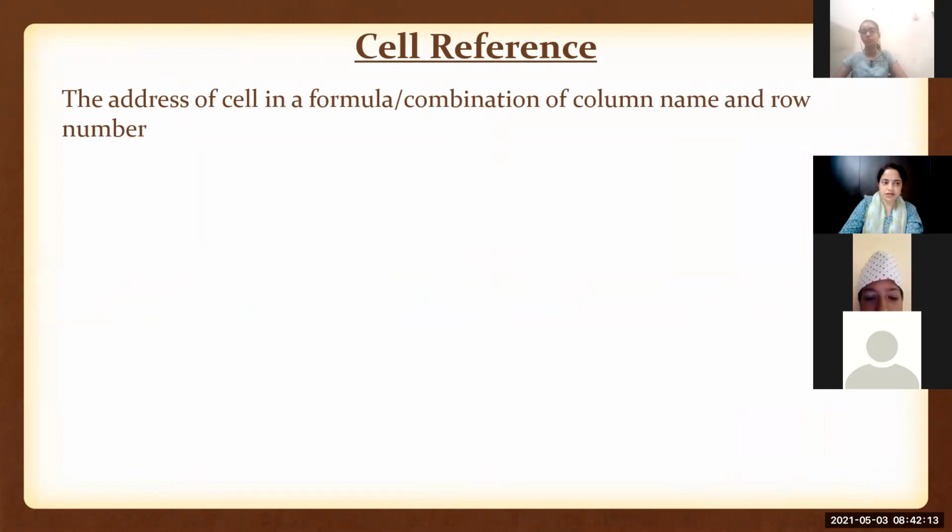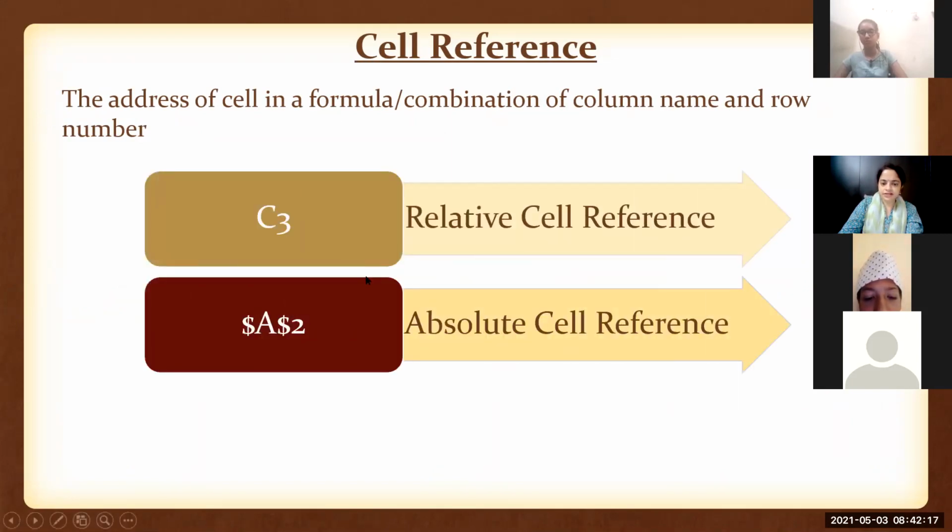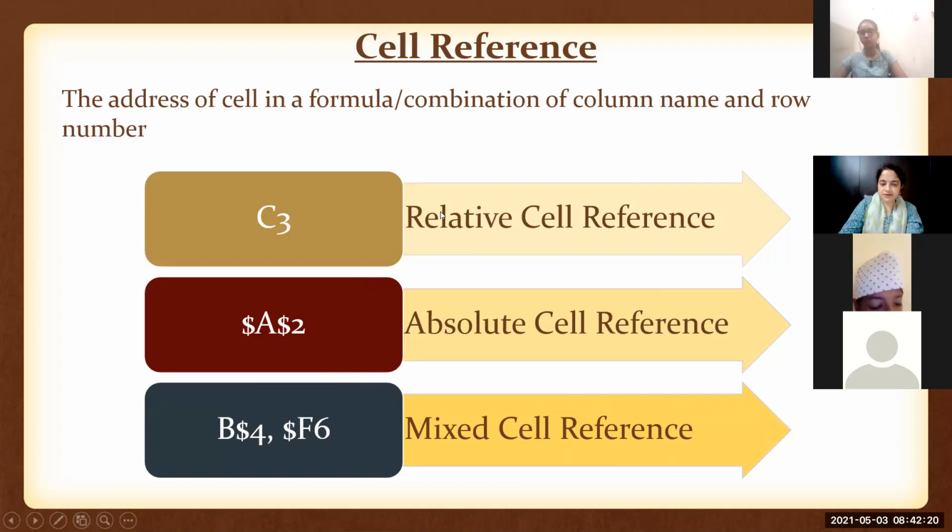One is absolute, second is relative, third is mixed. In relative reference, there is only a column name and row number, no symbol. That means when we copy the formula, the cell reference will update automatically according to the cell on which we paste the formula. But with absolute cell reference, when we copy the formula, the cell reference will remain fixed.